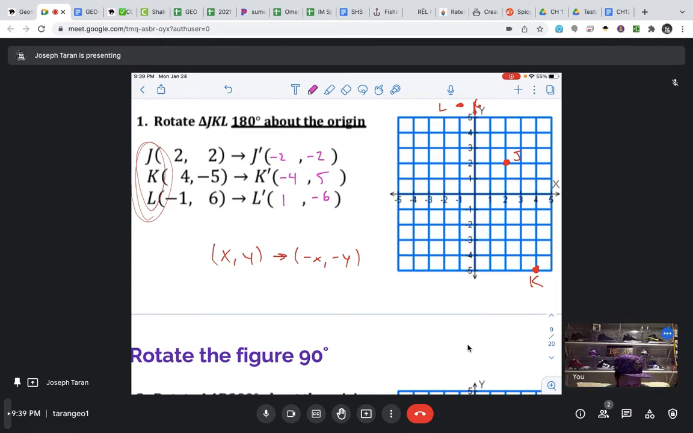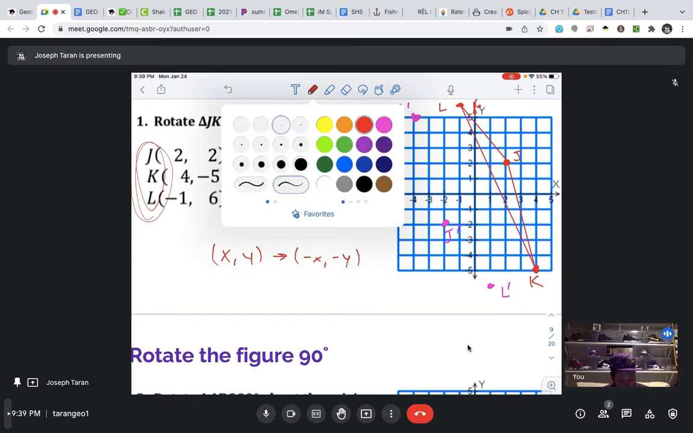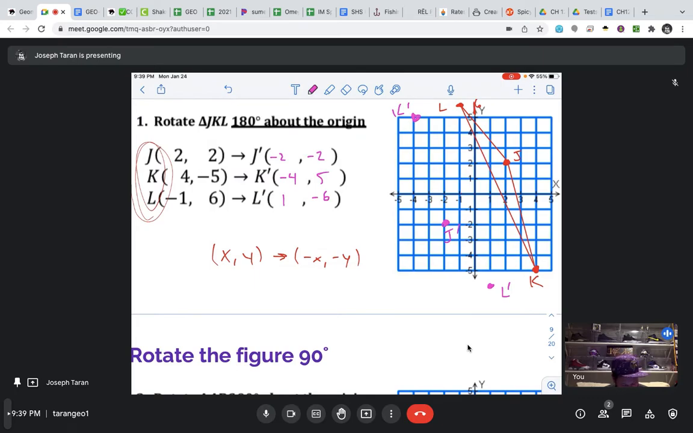So J prime at -2, -2, right there. J prime. K prime at -4, 5. So right up here is K prime. And L prime at 1, -6 is going to be right down here. L prime. And you know what? I forgot to connect my dots. So let's just do that right now. It was JKL. So there's 1. So this is a really, really obtuse triangle. And so now rotated 180 degrees, it will look like this.